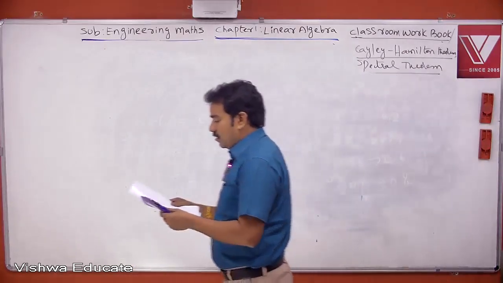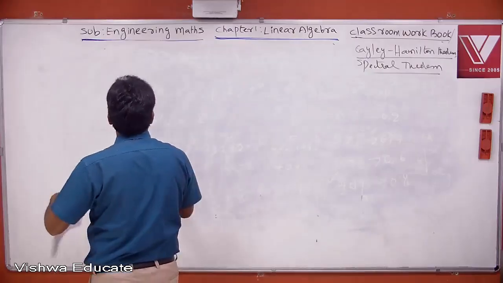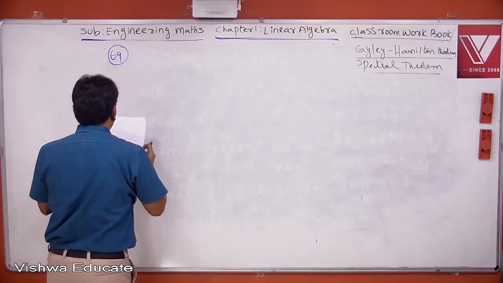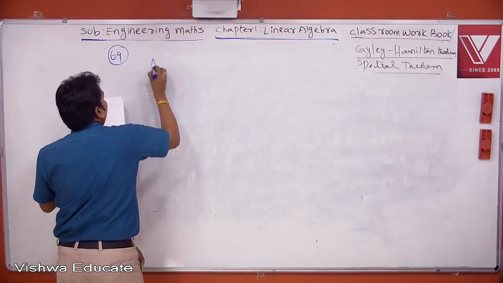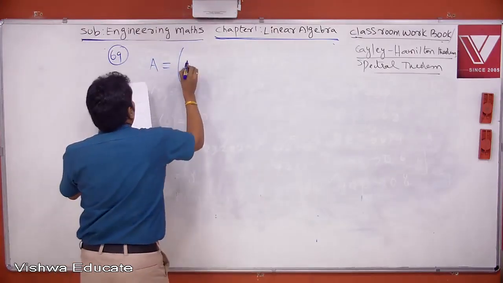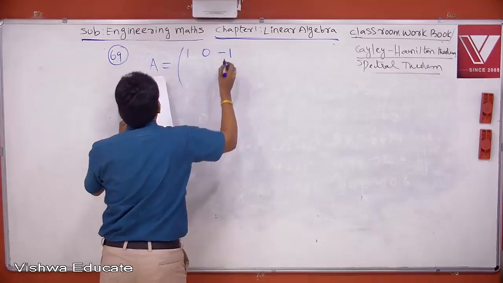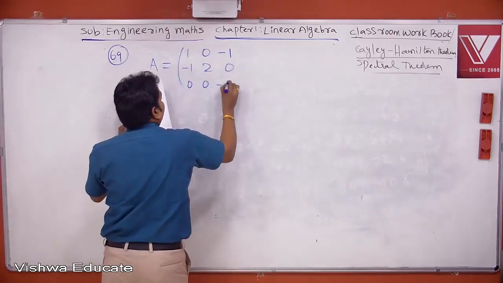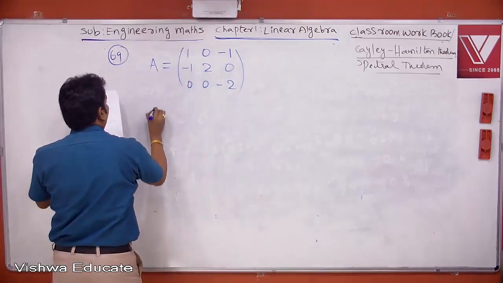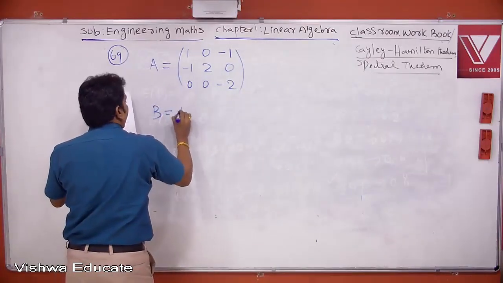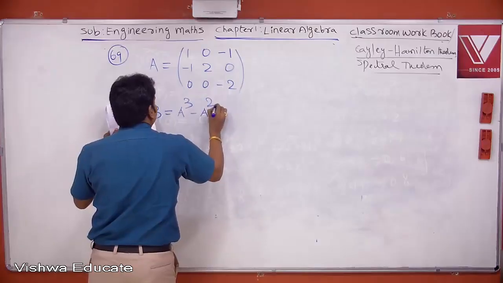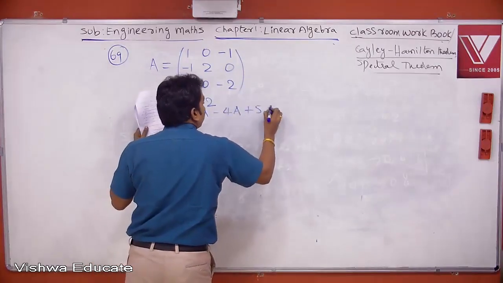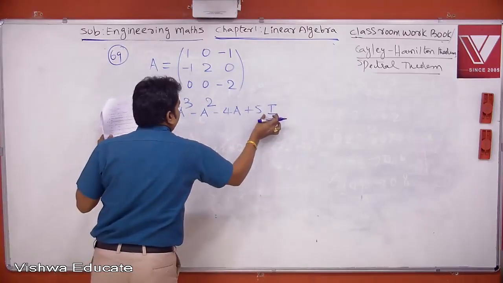Now let us discuss question number 69. Let A equal to the matrix 1 0 minus 1, minus 1 2 0, 0 0 minus 2, and B equal to A cube minus A square minus 4A plus 5I, where I is the 3 by 3 identity matrix.